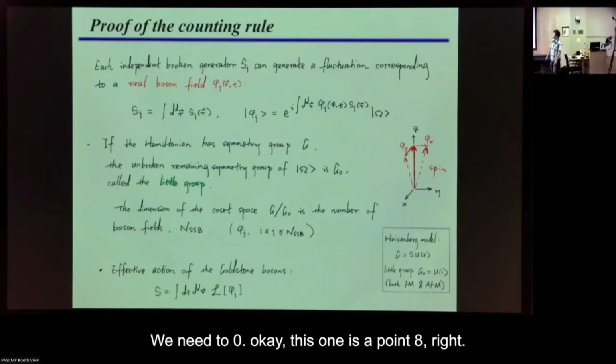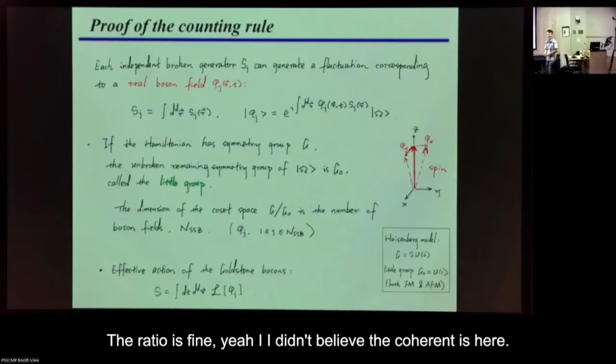So here I want to provide a basic understanding, kind of a proof, for the counting rule, if you're interested. The Goldstone modes are just fluctuations of the order parameters. So assume you have some symmetry that is unbroken and some symmetry that is broken.